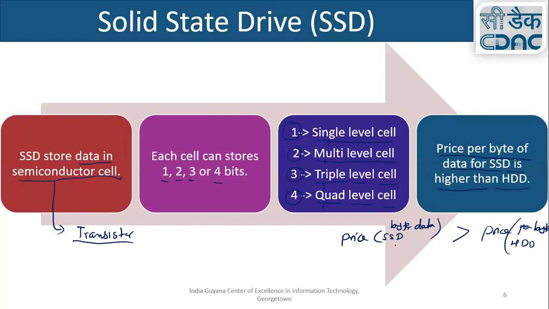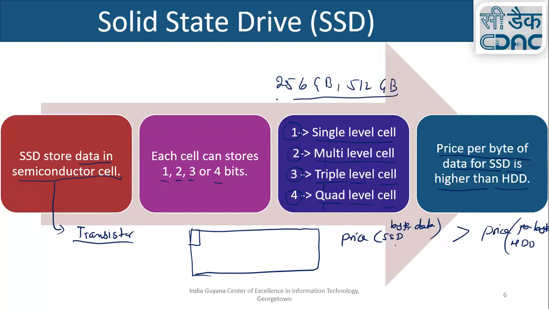Student: Could it store more than up to 4 bits, or is that just a small example? No, it's just one cell. One cell can store either one bit, 2 bits, 3 bits, or 4 bits. But this device can have thousands and thousands of cells, so it may be 128, 256, or 512 gigabytes. This is the normal size of your SSD device. One cell stores 1, 2, 3, or 4 bits, but it consists of a lot of cells. But the price of this SSD drive is higher than the price of a hard disk.